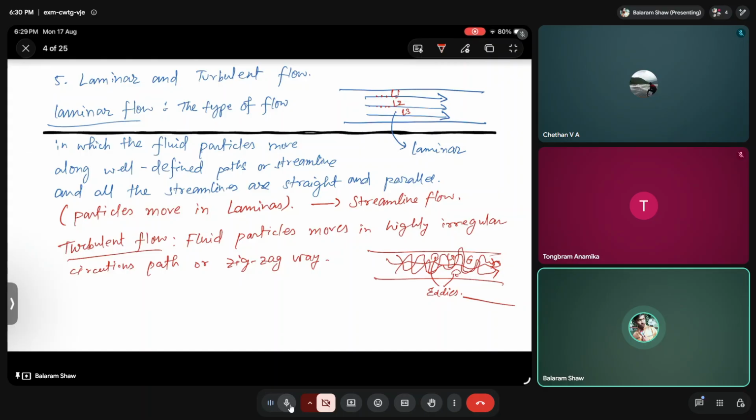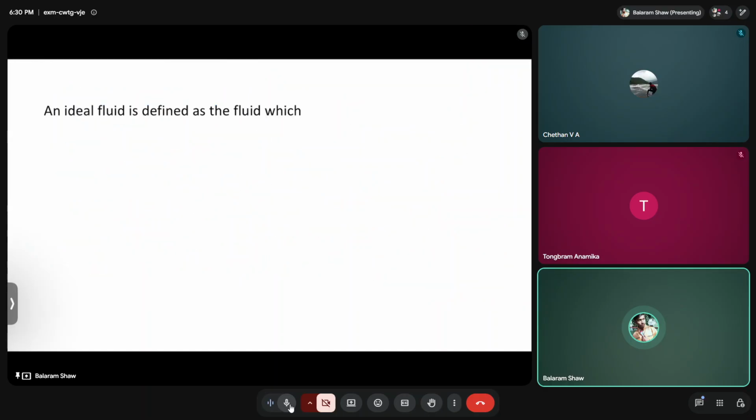Okay, so we'll do some questions. The question is: an ideal fluid is defined as the fluid which: option A, is compressible; B, is incompressible; C, is incompressible as well as non-viscous; or D, has negligible surface tension. Anyone?